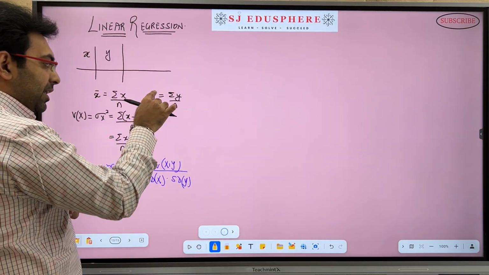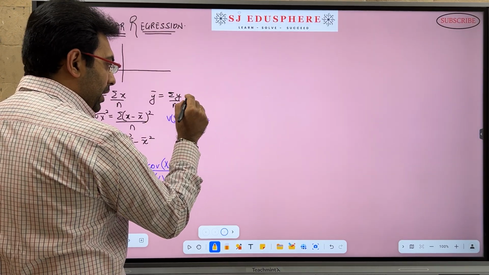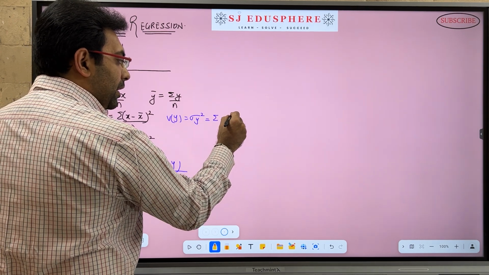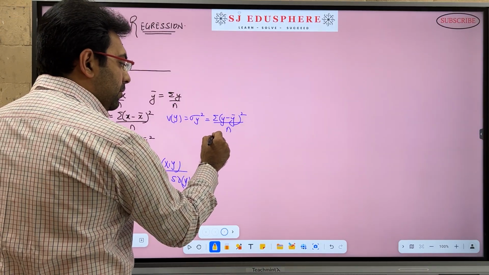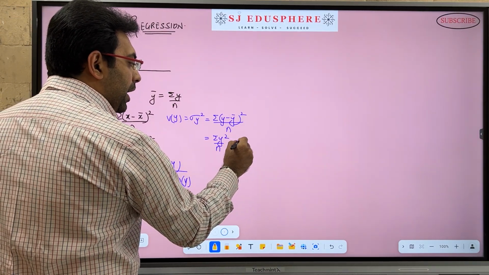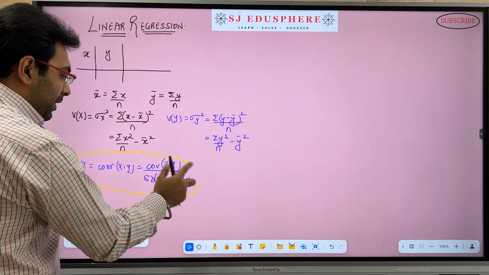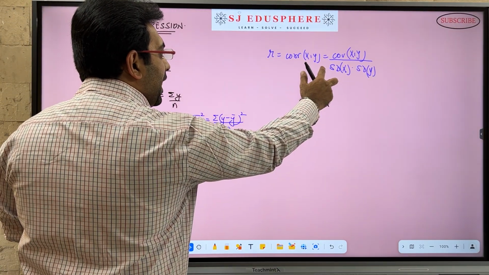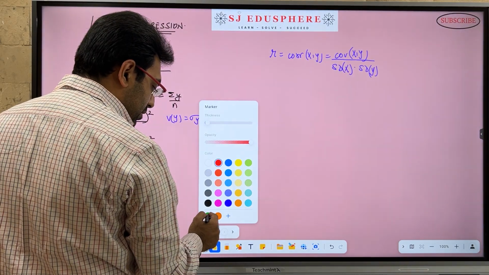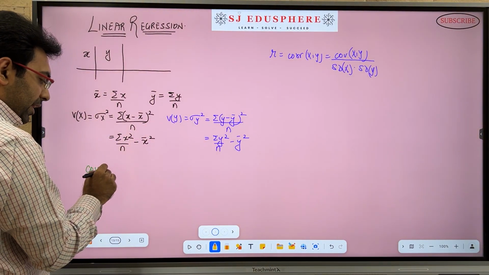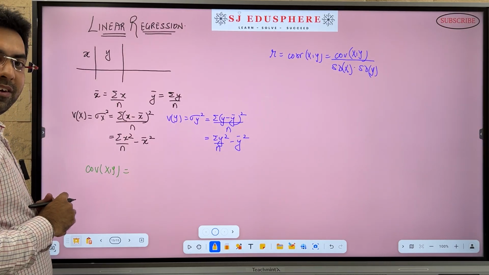Similarly, my variance of y can be written as sigma y square, that is summation y minus y bar the whole square upon n, which can also become summation y square upon n minus y bar square. Now, what have we derived? We have derived the variance of x and the variance of y. If I talk about my combined variance, what is covariance? Covariance of x and y is the combined variance of x and y.